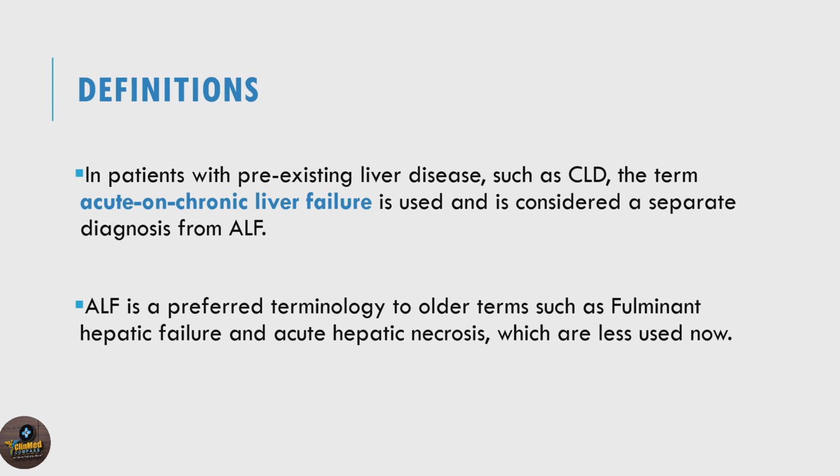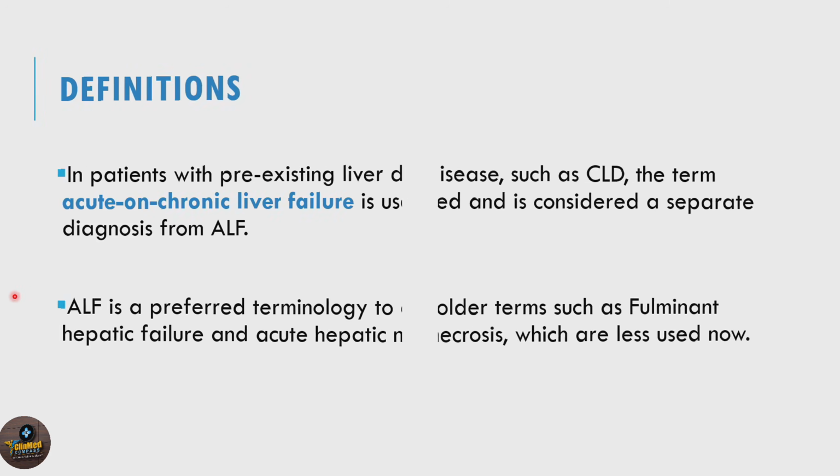In patients with pre-existing liver disease such as cirrhosis, the appropriate diagnosis is acute on chronic liver failure, which is distinct from acute liver failure that we are discussing today. It is important to note that acute liver failure has replaced other and less specific terms like fulminant hepatic failure and acute hepatic necrosis in modern hepatology literature.